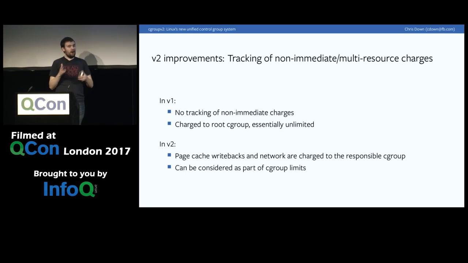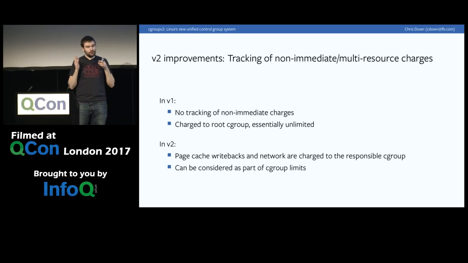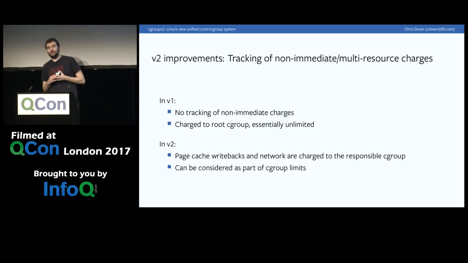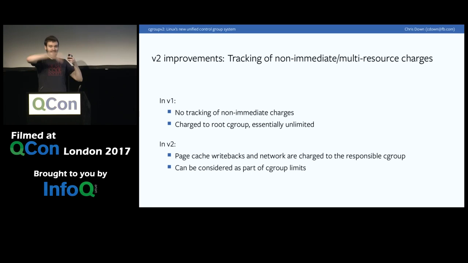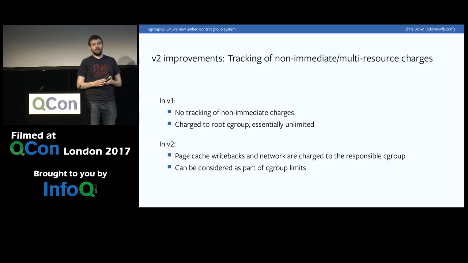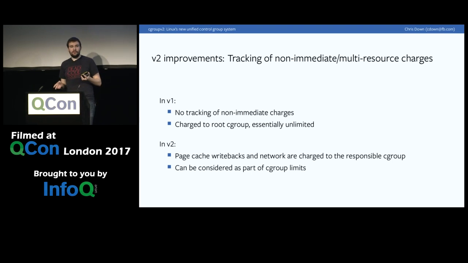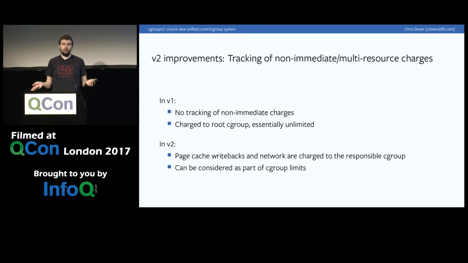In version 1, we can't account for this. This is a non-trivial amount of disk I/O for a significant number of applications. We spend a lot of time writing stuff, and then it gets flushed out to disk, and then we don't understand where this page came from that we're writing to disk. The reason it's difficult in version 1 is because we have separate hierarchies per resource, and writing to the page cache is a memory operation, and writing to the disk is an I/O operation. And between those points, we've not managed to track where this originally came from.